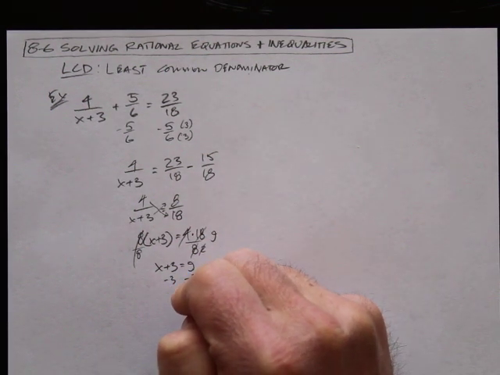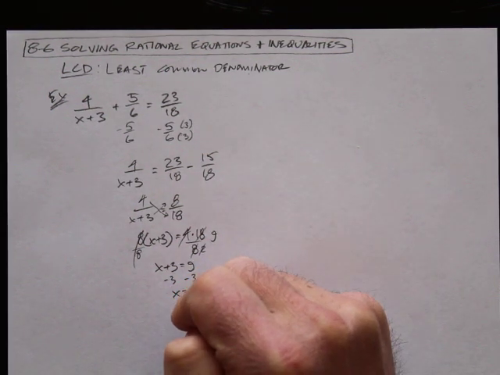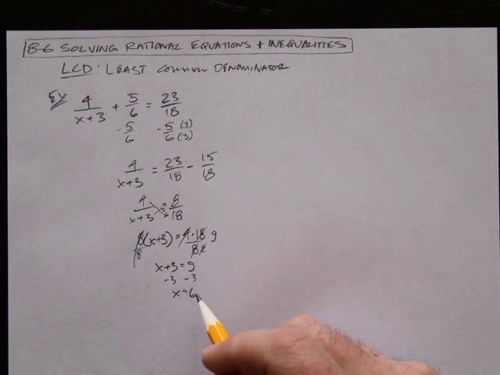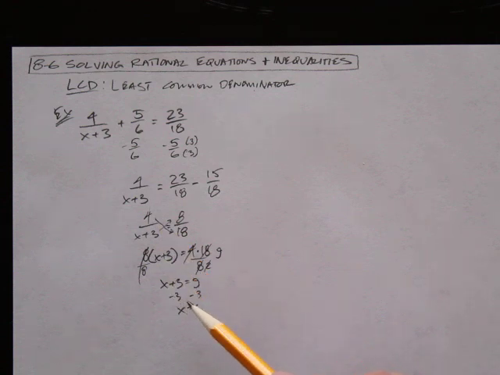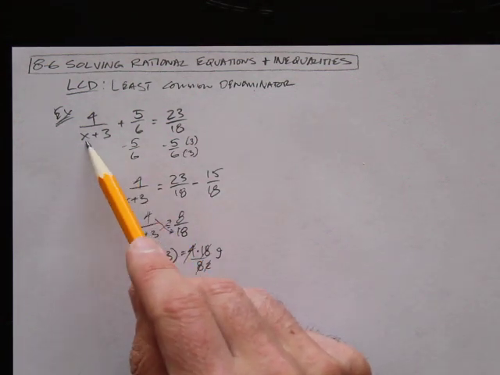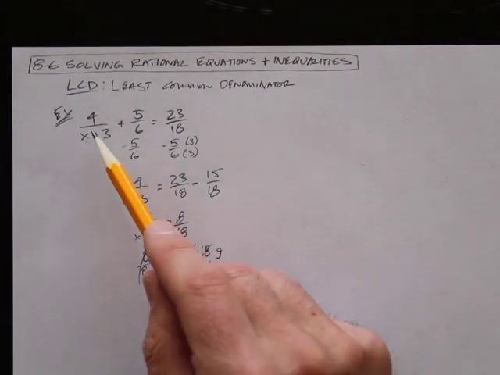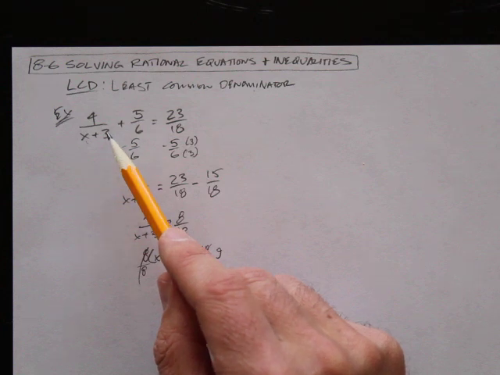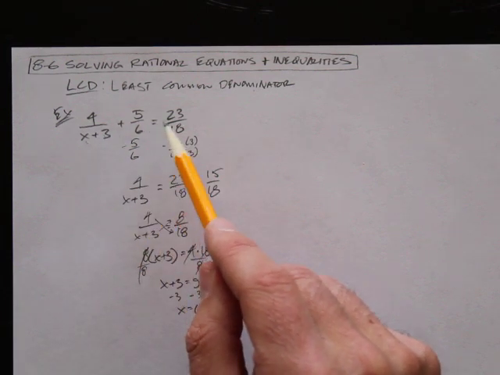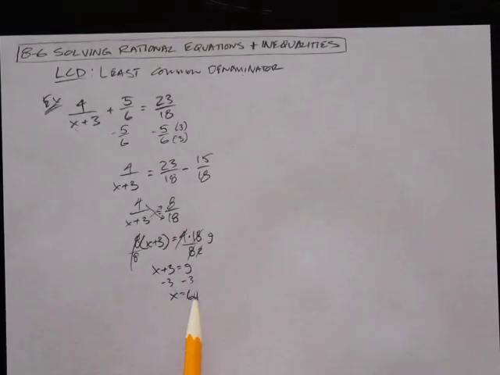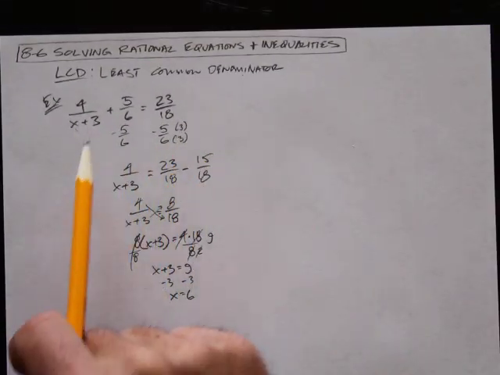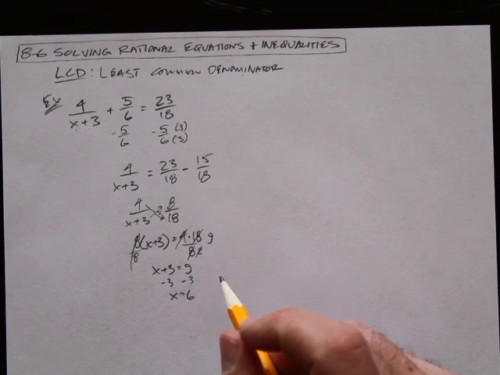Subtract 3 from both sides. X equals 6. Now I'm going to check this x equals 6 just to make sure that I don't have a 0 in the denominator up here. So if I add 6 plus 3, that's 9, so I don't have a 0 in the denominator, and I don't have an issue with that, so that's okay. And if I went through and checked all of my work there, I would see that x equals 6 is good.